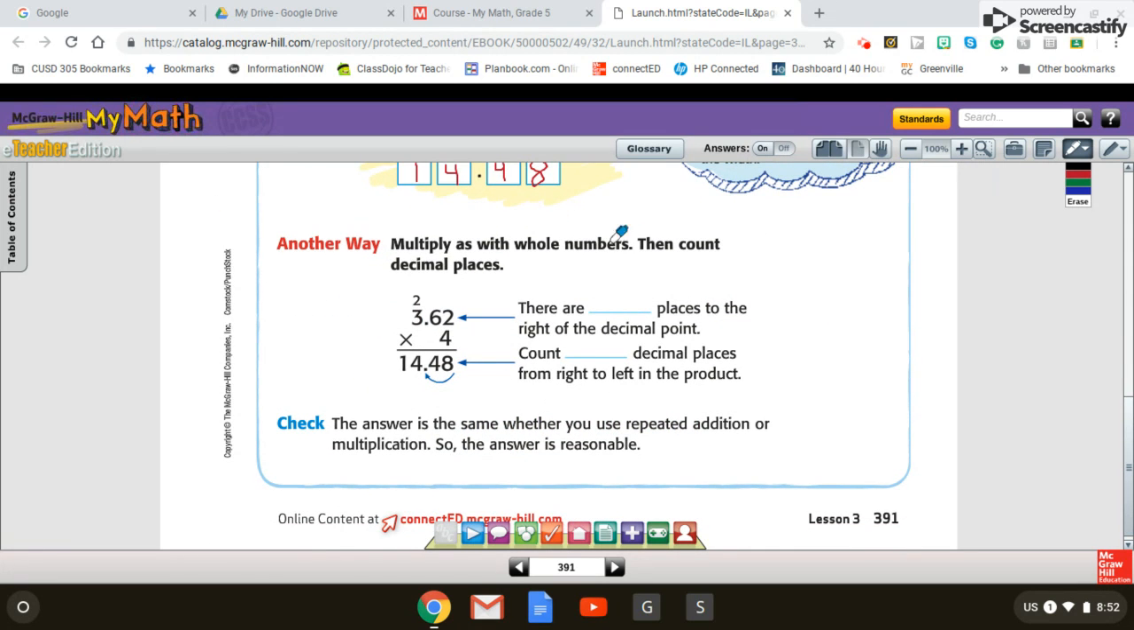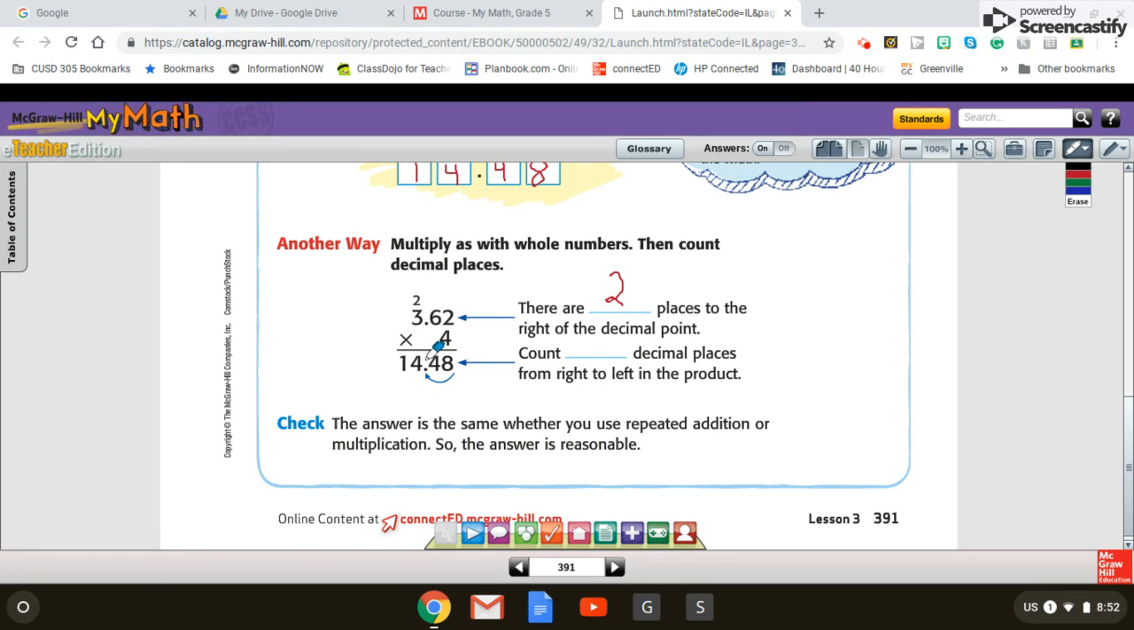So you can multiply as with whole numbers, then count the decimal places. So we're going to multiply as if the decimal point is not here. So 4 times 2 is 8. 4 times 6 is 24. Carry the 2. 4 times 3 is 12. Plus 2 is 14. So there are 2 places to the right of the decimal point in our problem up here. 2 places, 1, 2 after the decimal point.